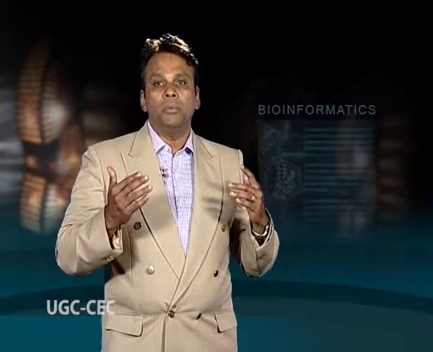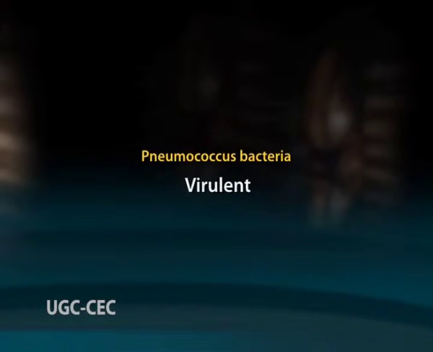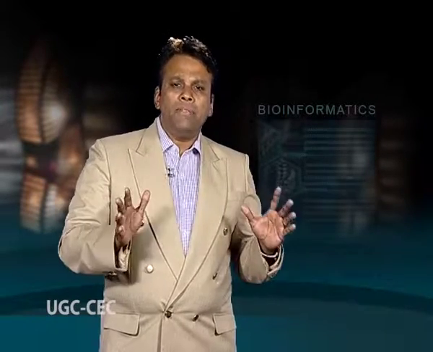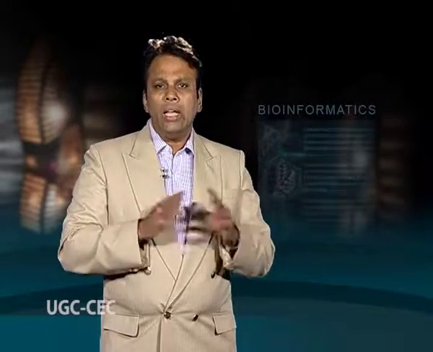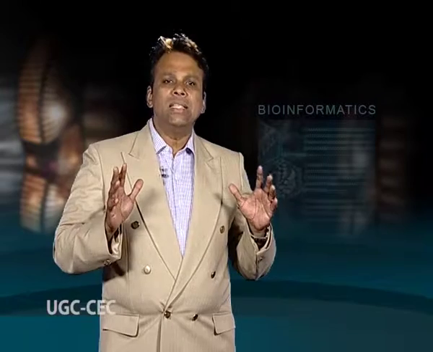This is called transformation. There are two types of pneumococcus bacteria, namely virulent and non-virulent. Virulent strains have smooth carbohydrate capsules and give smooth colonies. Non-virulent strains have no capsules and give rough colonies. These two strains also differ in their antigenic properties and virulence for the disease pneumonia. Virulence is determined by genetic factors.